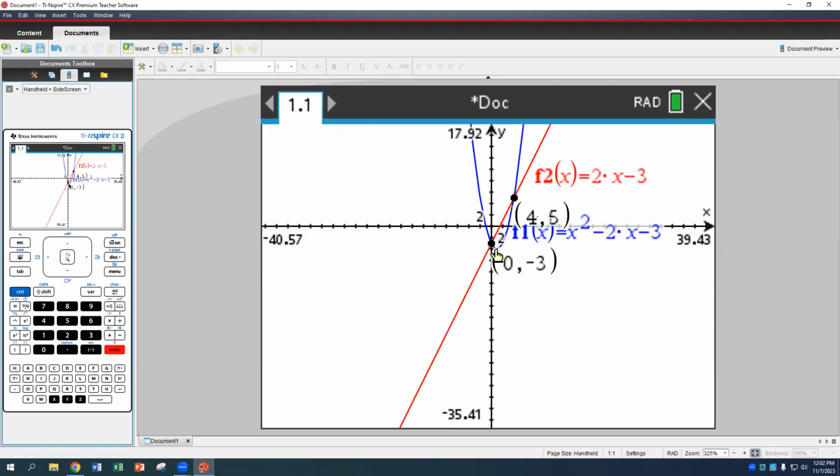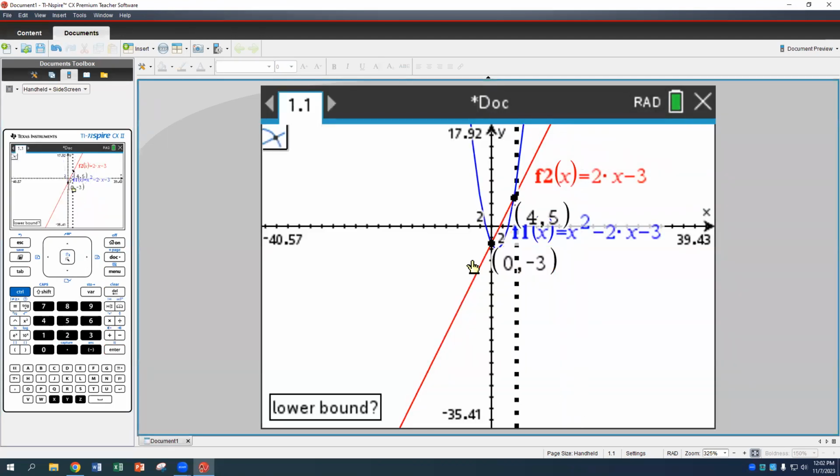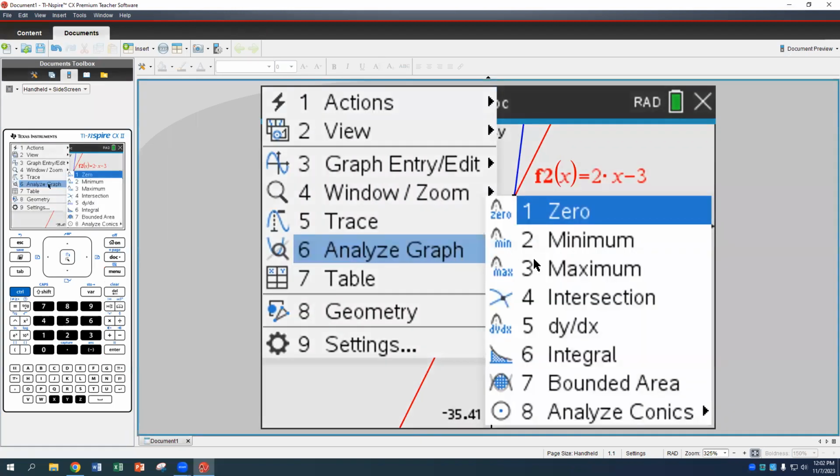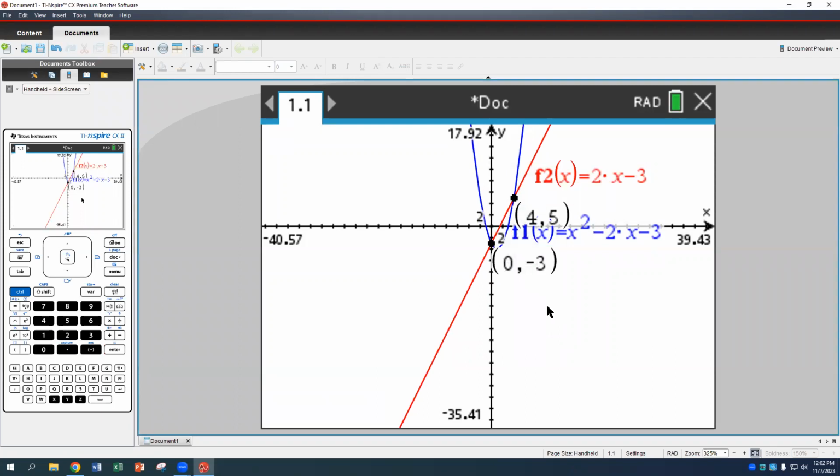Okay, and we notice we have two solutions again. And if you need to, you'd go to menu, analyze graph, intersection, click to the left, click to the right, and then do it again for the other one. But you see 0, negative 3, and 4, 5. Our quadratic is going to intersect that line at 2 spots.